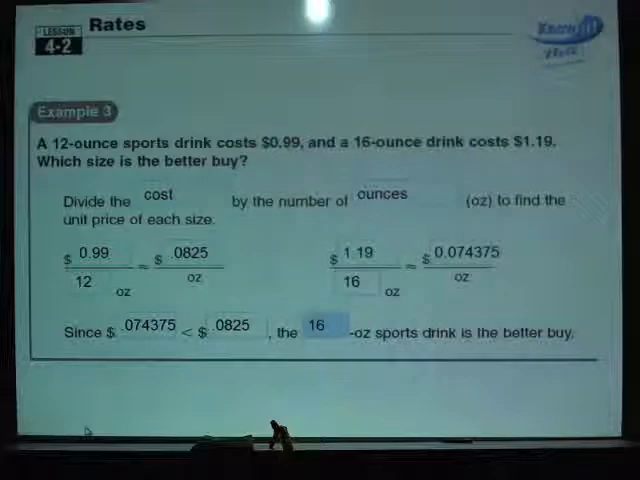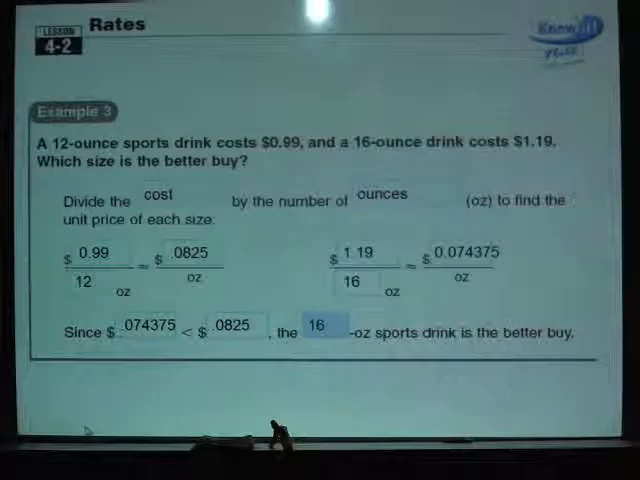Which size is the better buy? As you can see, they're telling us the setup in that first line of print, which says to divide the cost by the number of ounces to find the unit price of each size. So you're figuring out how much you're spending, in this case, per ounce. That means per 1 ounce, so they want you to make the ounces go to 1.